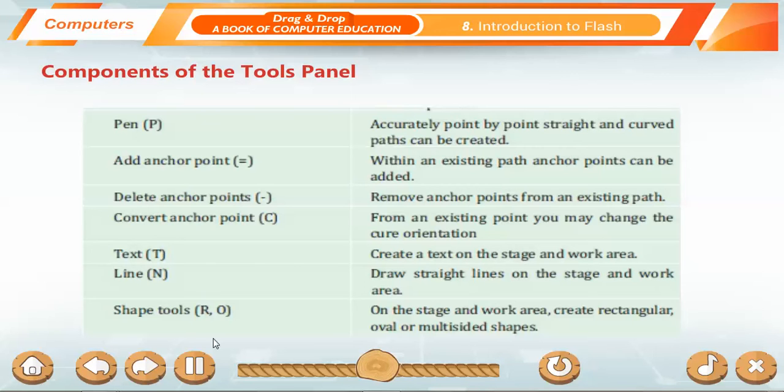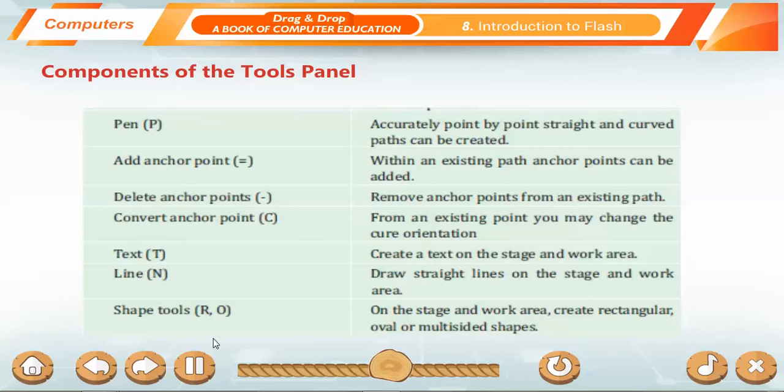Add anchor point, equal to. Within an existing path, anchor points can be added. Delete anchor points, hyphen. Remove anchor points from an existing path. Convert anchor point, C. From an existing point, you may change the curve orientation. Text, T. Create a text on the stage and work area.